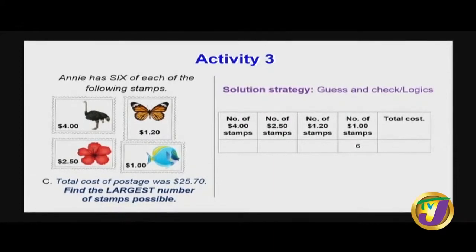So we need $1.20 stamps, and we said she either must use 1 or all 6. Since we're trying to make up a whole heap of stamps, let's go with 6. All right, so we're at $13.20. The number of $2.50 stamps will have to be an odd number, so either 1, 3, or 5.